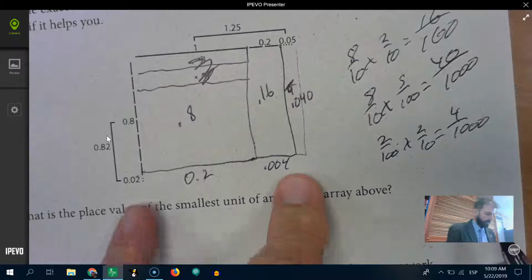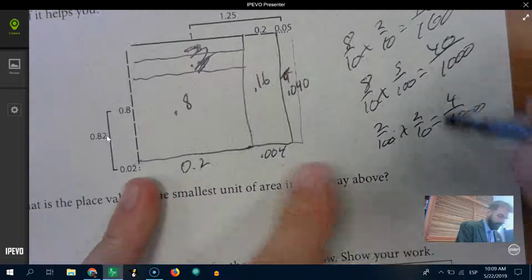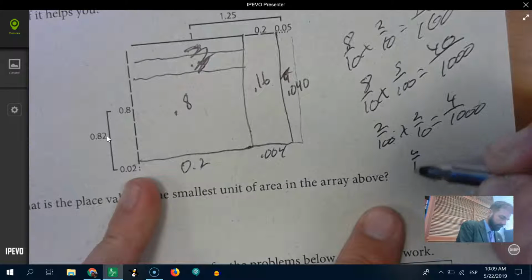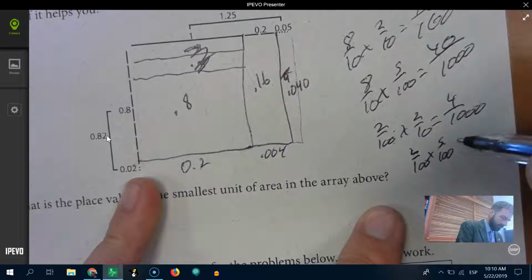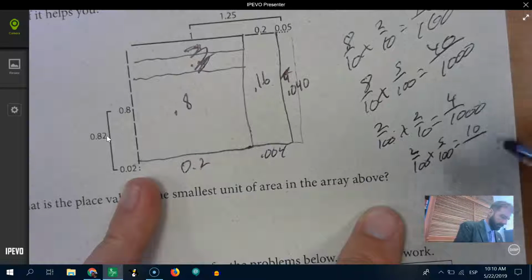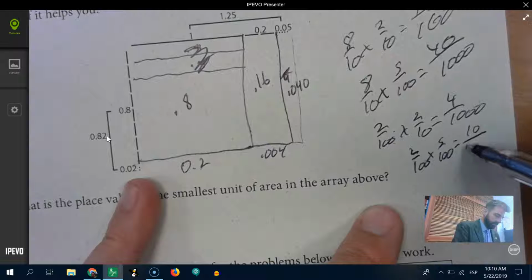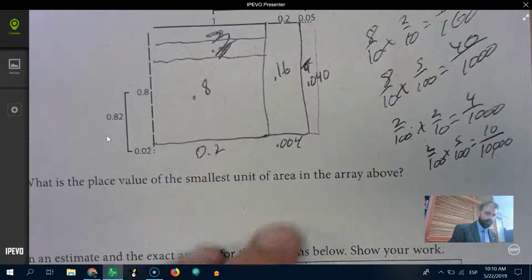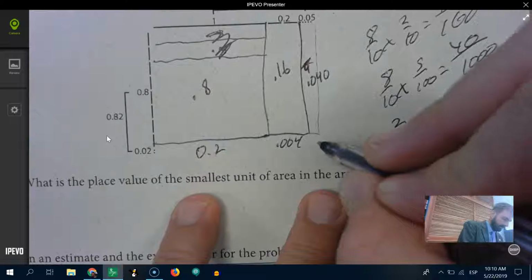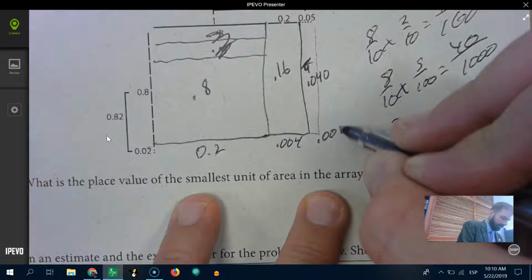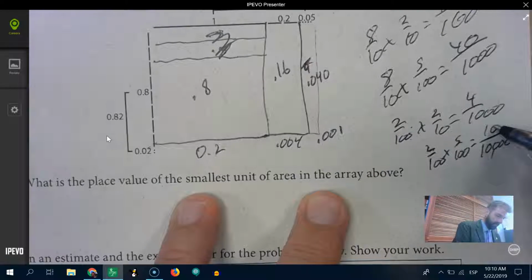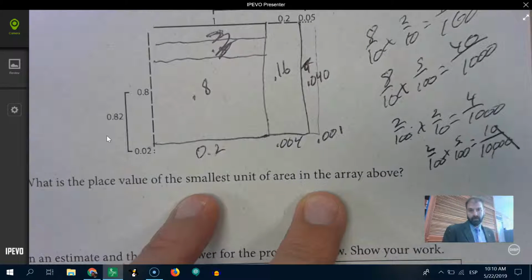And then this is 2 hundredths times 5 hundredths. Well, that's going to be super small. What is that? 10 ten-thousandths. So that's teeny tiny. I guess that would be 1 thousandth, right? Yeah, 1 over 1,000 would be the same as 10 ten-thousandths.